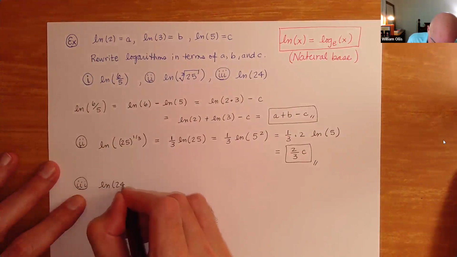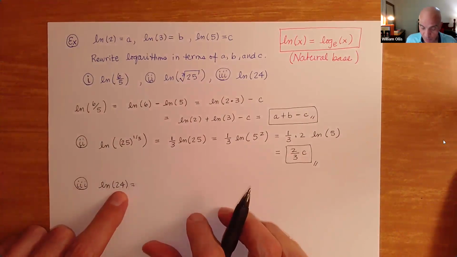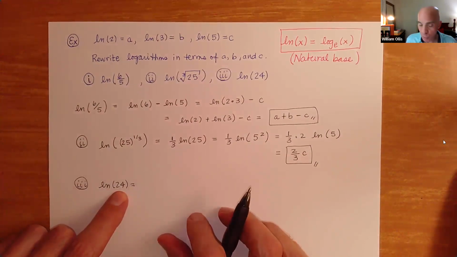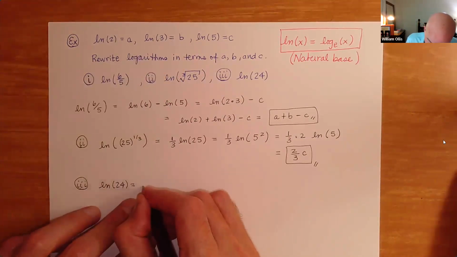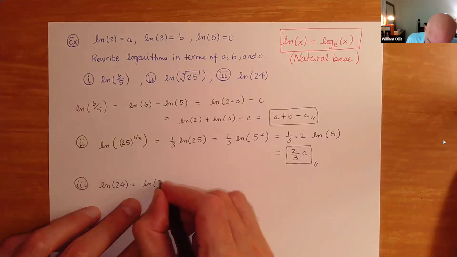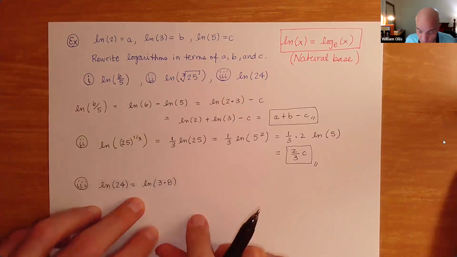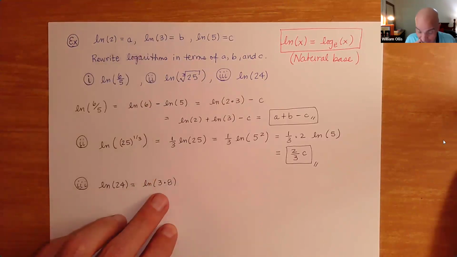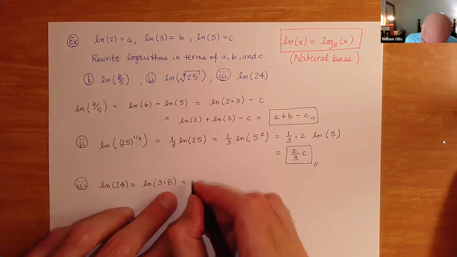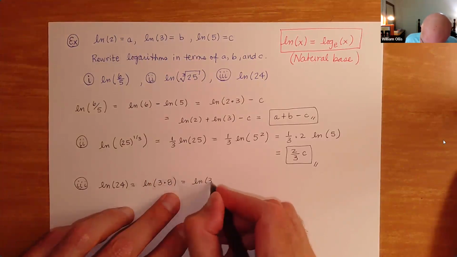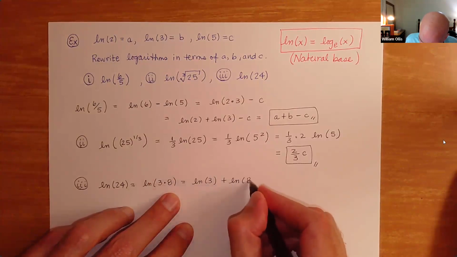We don't have a 24, of course, in the list, but we can certainly rewrite the 24 as 3 times 8, which will open the door to some of these numbers. So we have the natural log of 3 times 8. And that's good because we know we have a 3 up here, but now we can apply the product rule. So we have the natural log of 3 plus the natural log of 8.